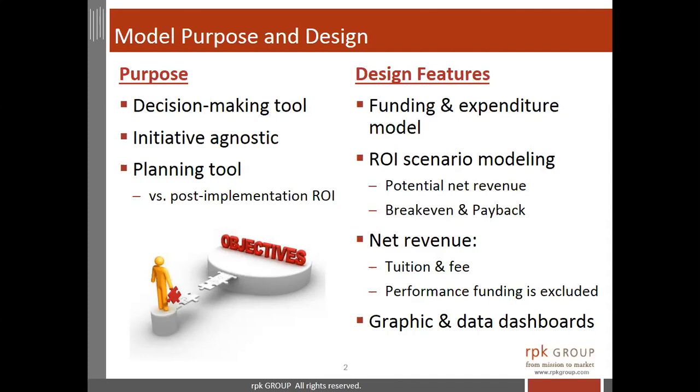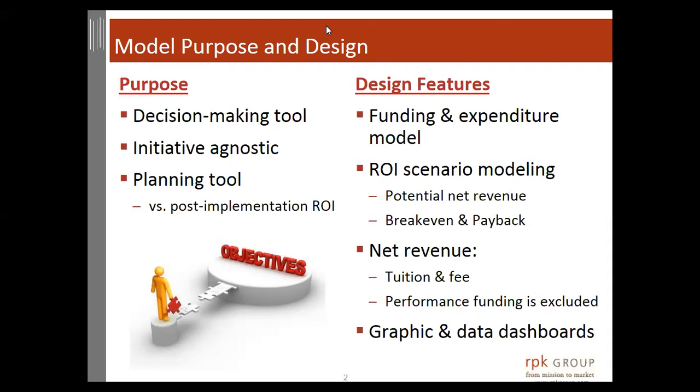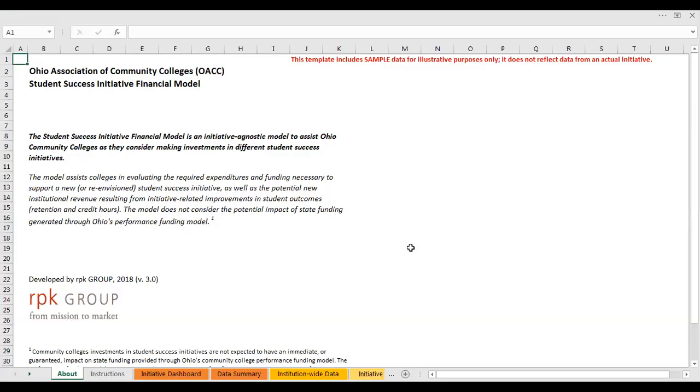So I want to turn now and walk through the template and provide an overall sense of the structure and resources needed to populate it. It's an Excel-based model. And this is the title page that comes up when you first open up the model. All the information in the model today is sample data for illustrative purposes only. It's not data from any particular college or initiative.